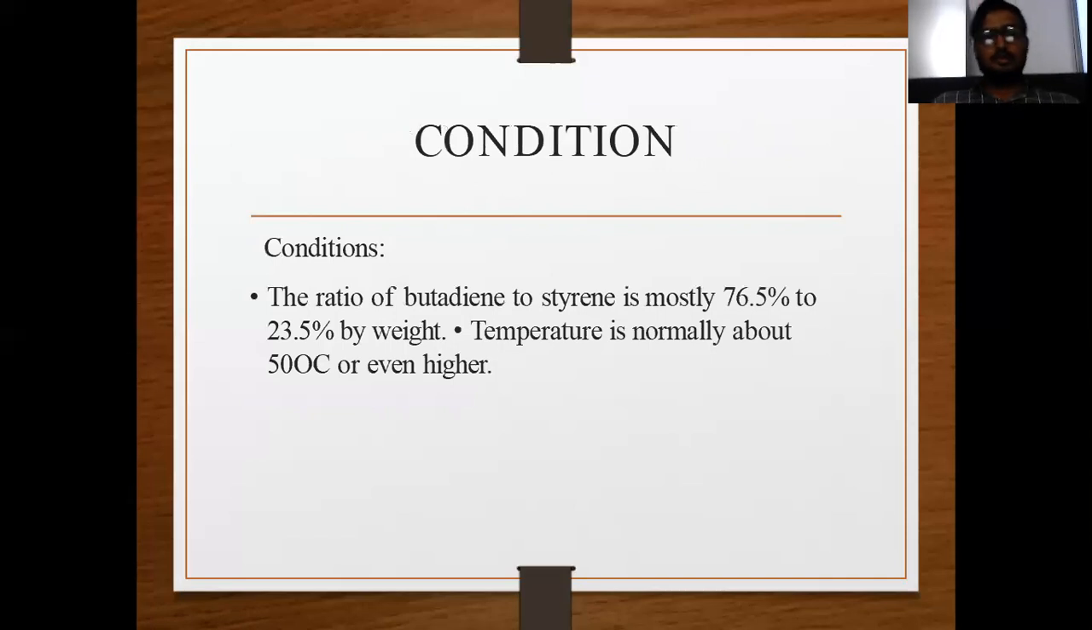Conditions. The ratio of butadiene to styrene is mostly 76.5% to 23.5% by weight. The temperature is normally about 500 Celsius as a minimum, and we may even take higher temperatures above 500.